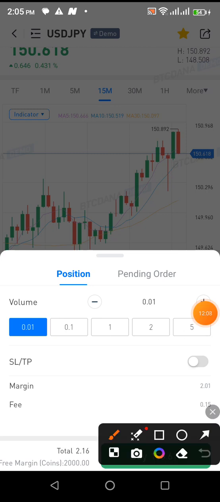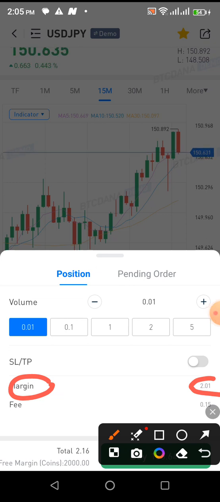Okay, this is the margin, and this is the amount. Now this margin means that this is the amount, the $2 that is showing there, $2.1 is showing. It means that this is the amount that can hold the trade at that particular time.